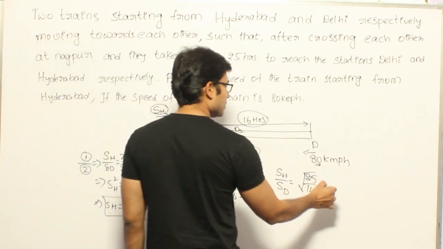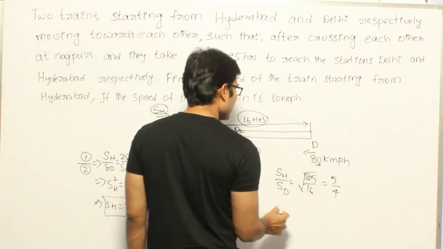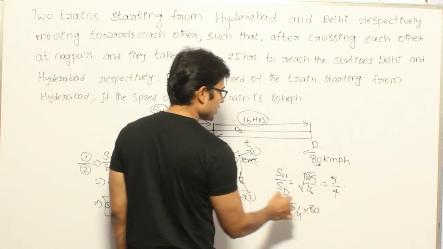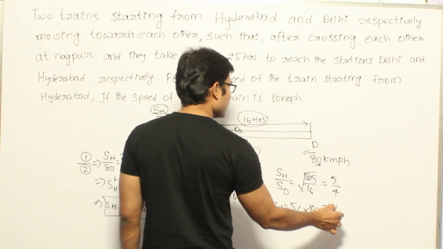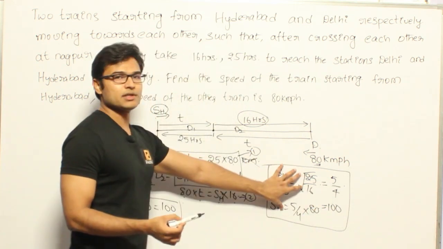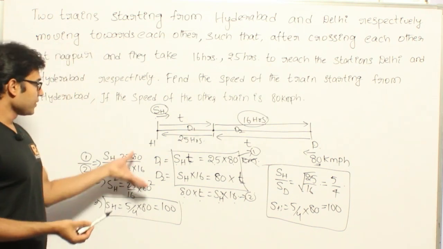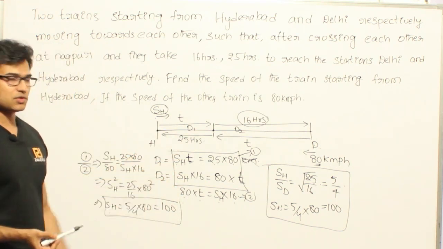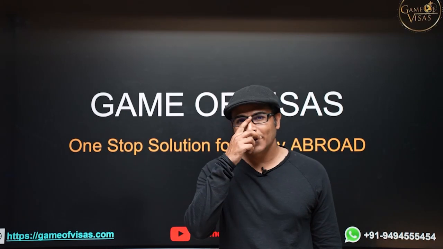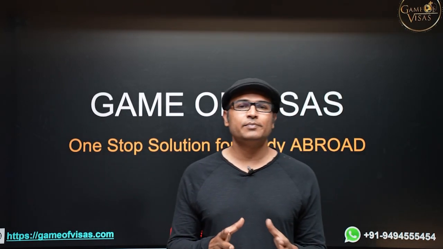Then what do we get here? Equal to 5 by 4. Therefore SH equal to 5 by 4 into 80. SD is 80, right? So you can get 100. In case you remember that formula from the earlier example, you could have directly solved it this way. If you don't remember it, then it is better if you follow this procedure and you will be able to solve it. Okay, fine.